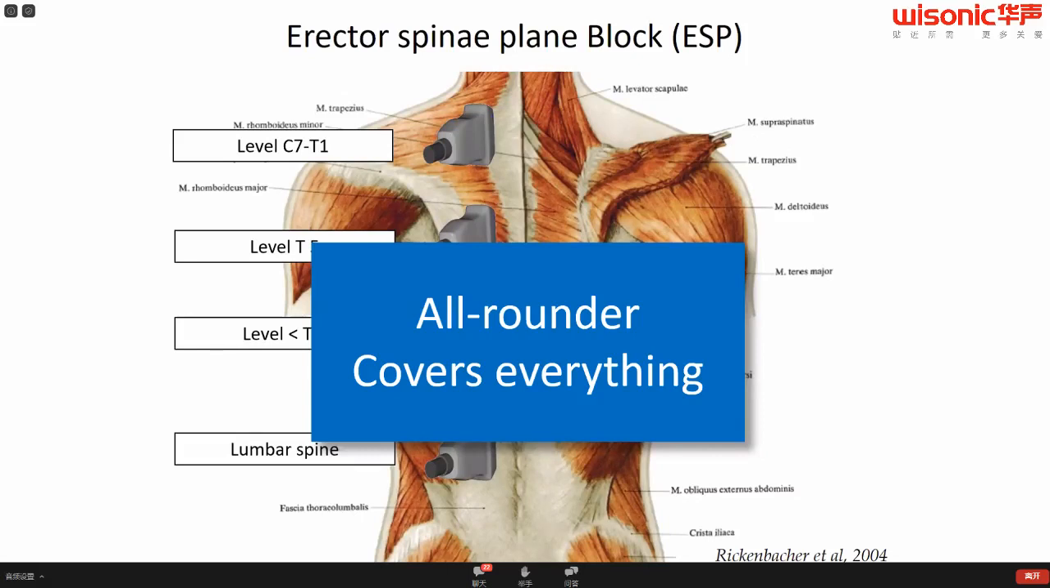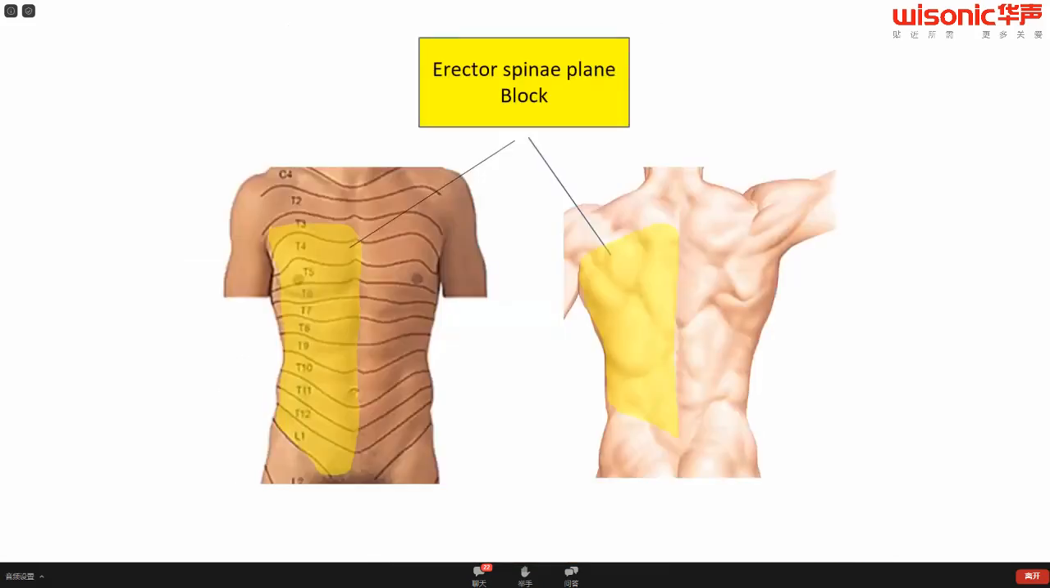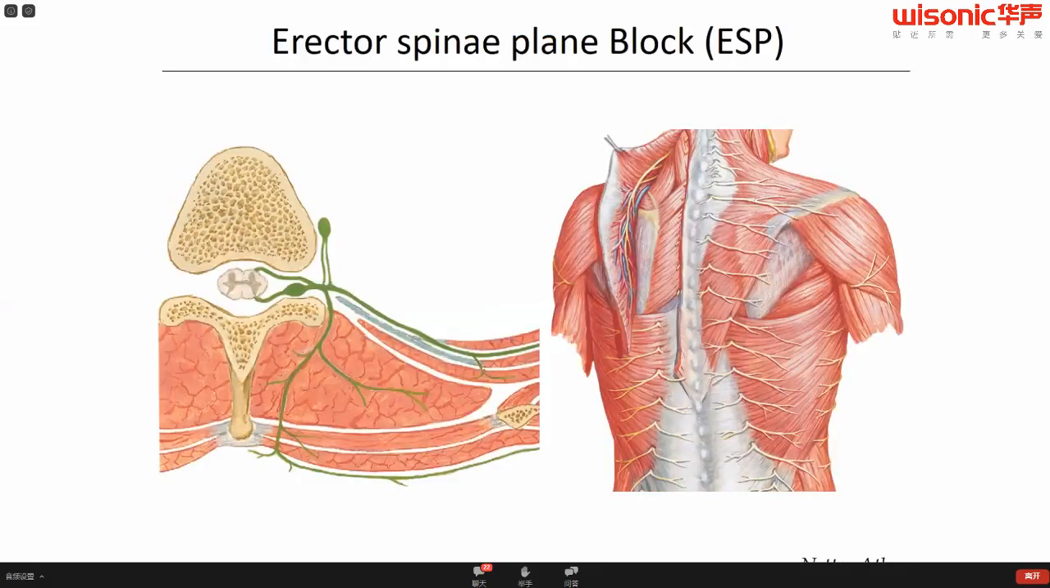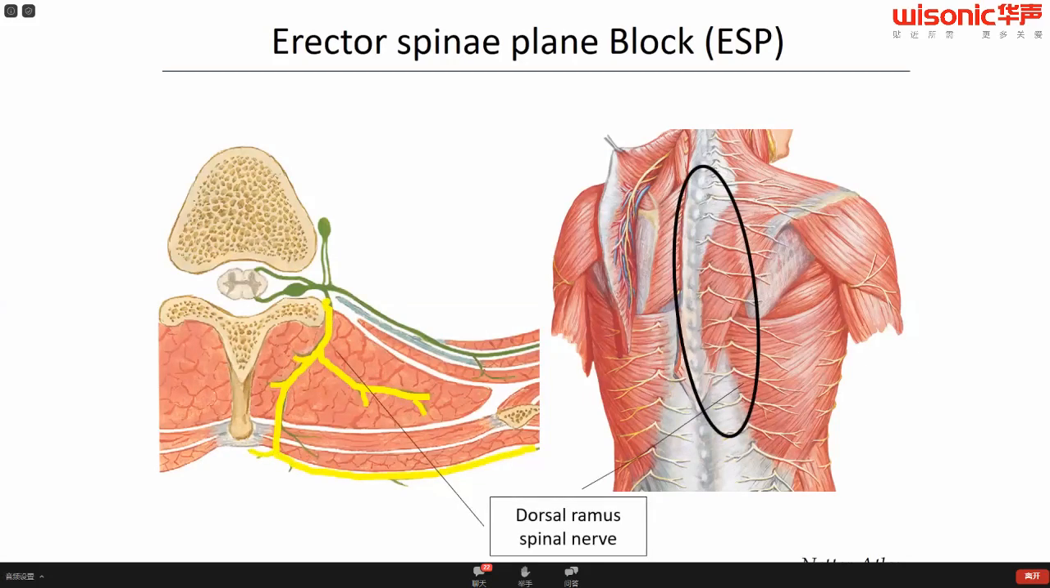You can use it for analgesia after thoracic surgery and abdominal surgery and upper limb surgery. Depending where you do your block, you can cover an area starting from the cervical to the lumbar area. This picture shows you how the ESP block is done. You see here the dorsal ramus of the spinal nerve. On the left side, you can see it in a cross-sectional view.